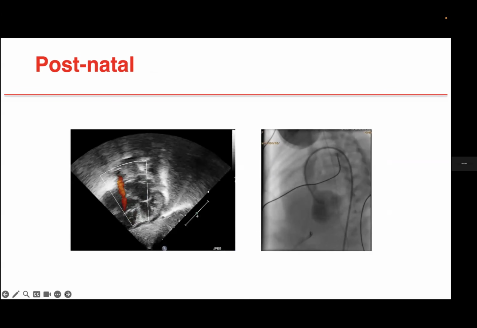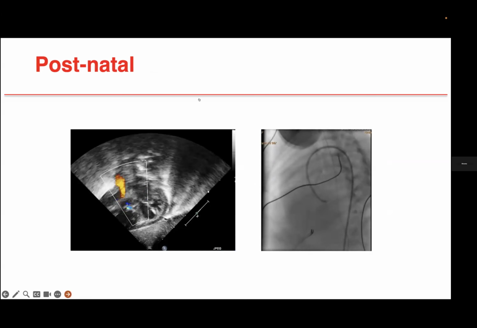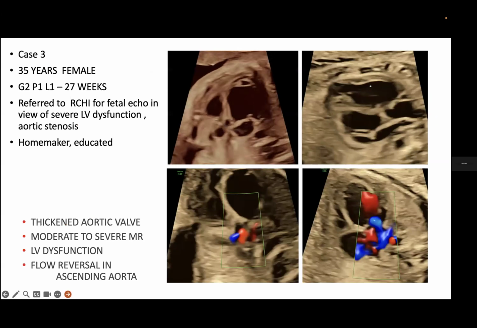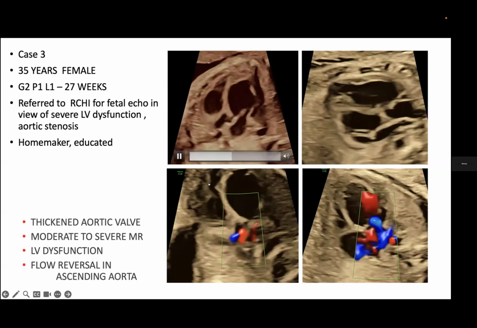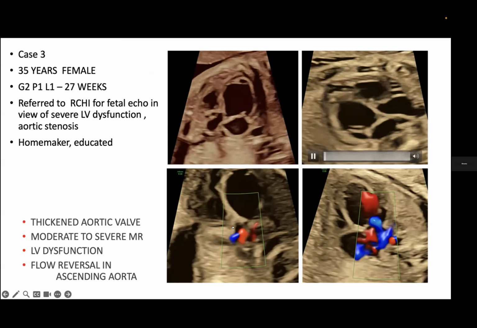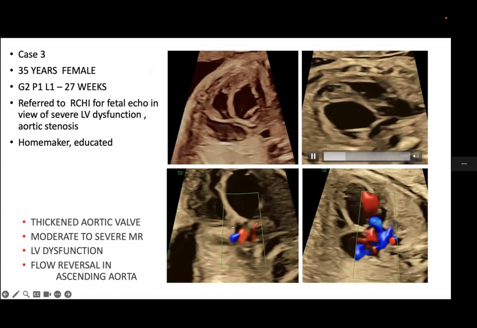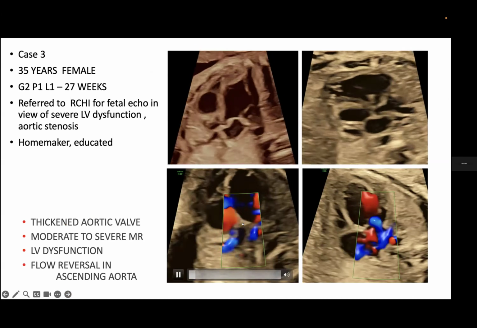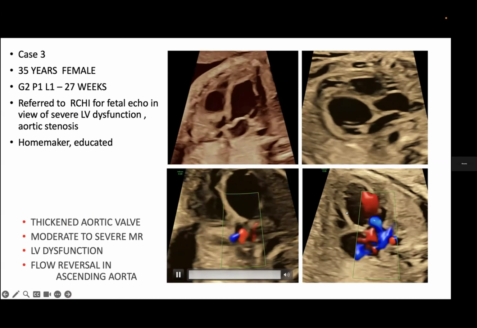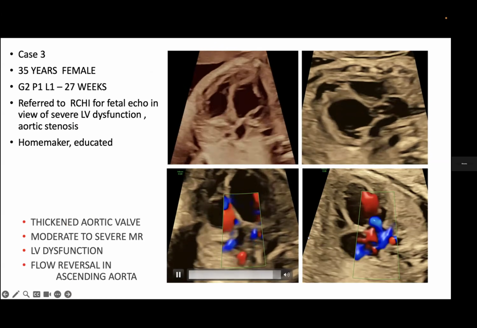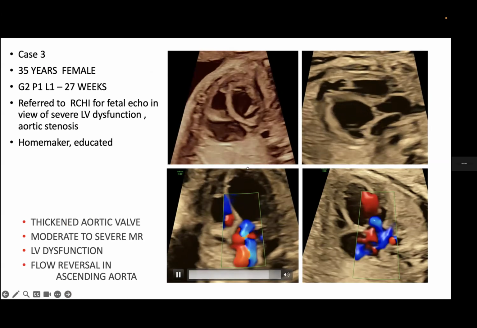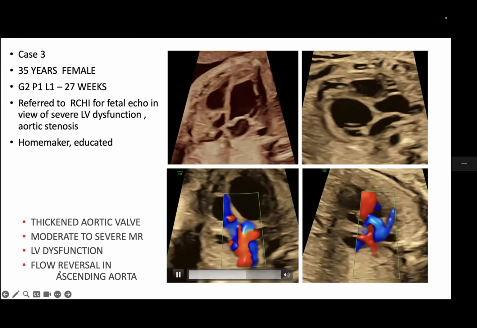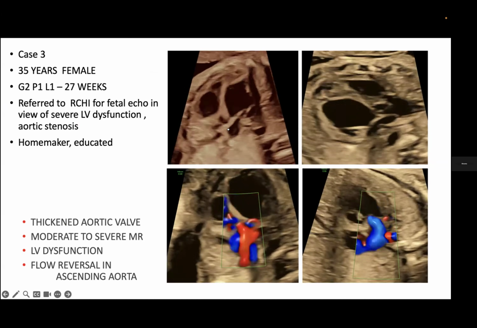So it is very important to understand physiology and prognosticate these fetuses during fetal life. Now let's see this third example. Again, there is a dysfunctional left ventricle which is very dilated here. There is a right heart also which is dilated, and this was due to the severely thickened aortic valve, you can see, which was bicuspid in nature, and this has led to severe aortic stenosis, and there was mitral regurgitation which was moderate to severe, and there was already established severe left ventricular dysfunction.